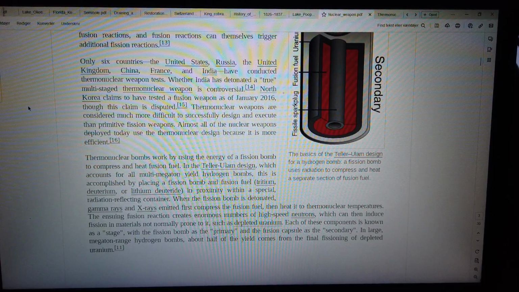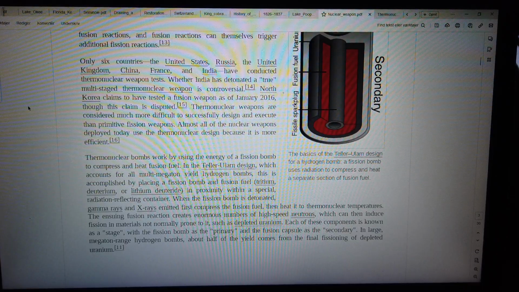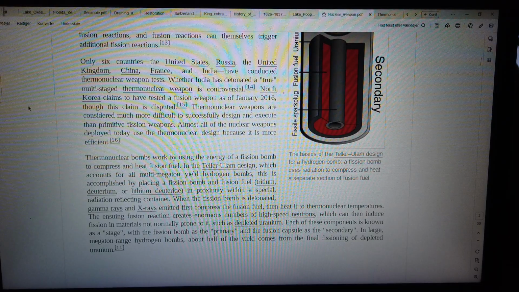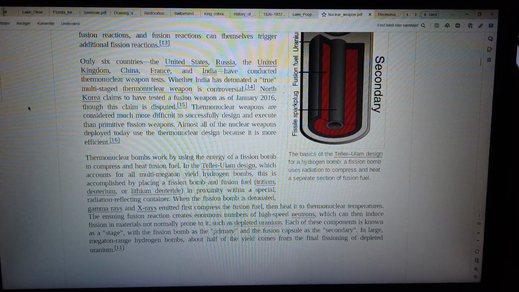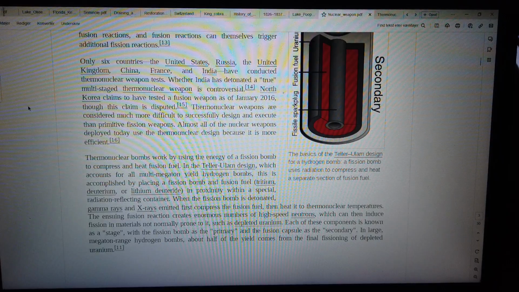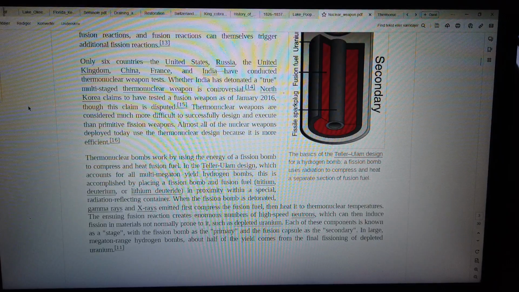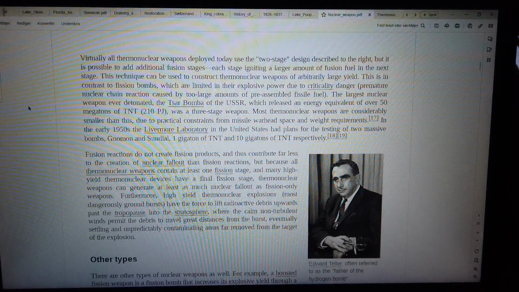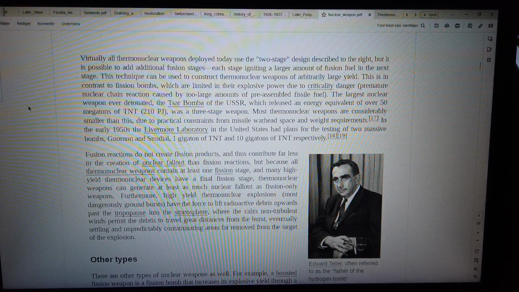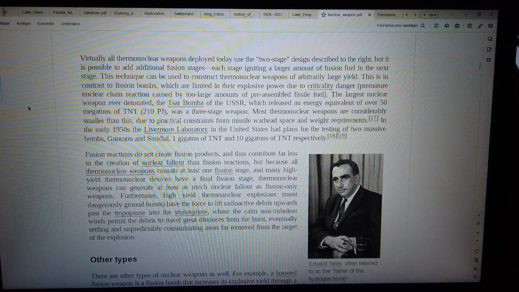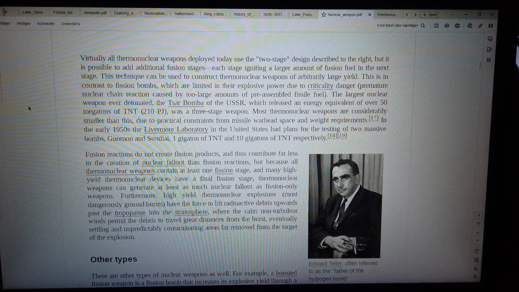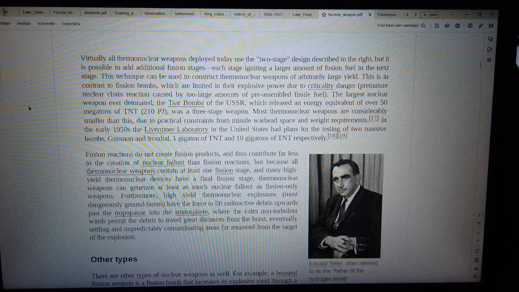Each of these components is known as a stage, with the fission bomb as the primary and the fusion capsule as the secondary. In large megaton-range hydrogen bombs, about half of the yield comes from the final fissioning of depleted uranium. Virtually all thermonuclear weapons deployed today use the two-stage design described, but it is possible to add additional fusion stages, each stage igniting a larger amount of fusion fuel in the next stage. This technique can be used to construct thermonuclear weapons of arbitrarily large yield.